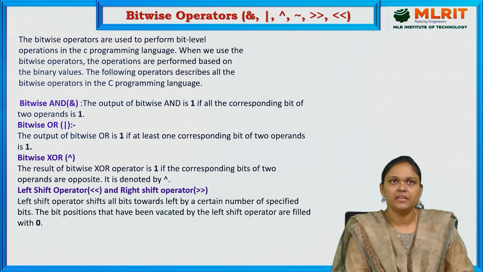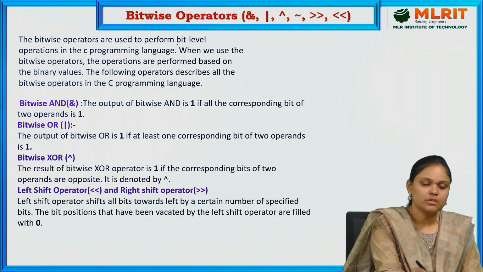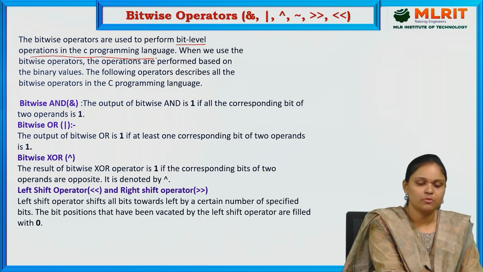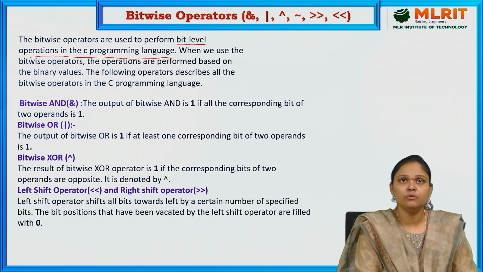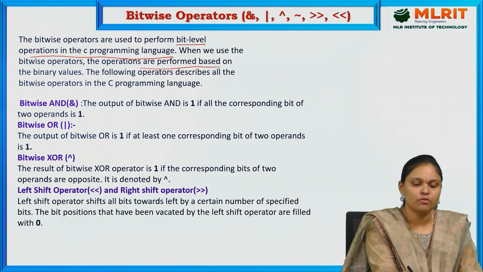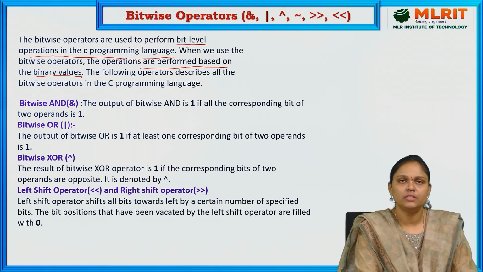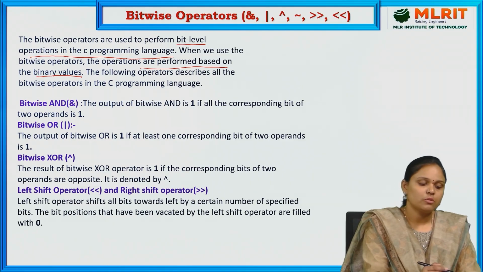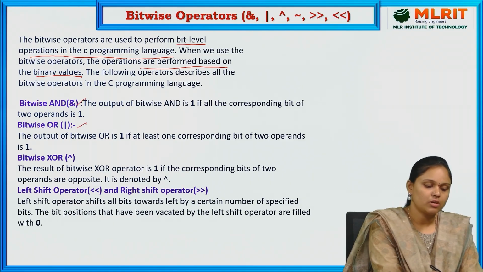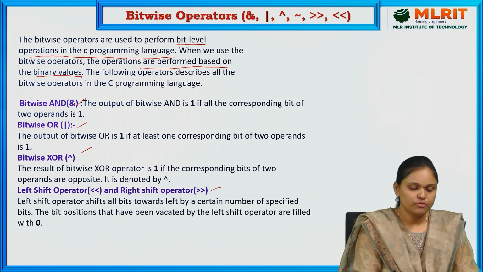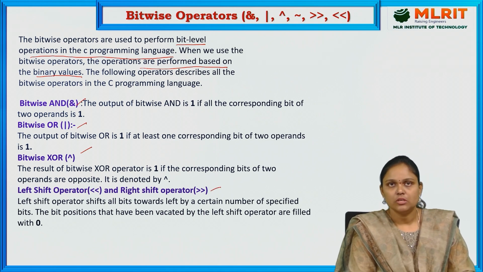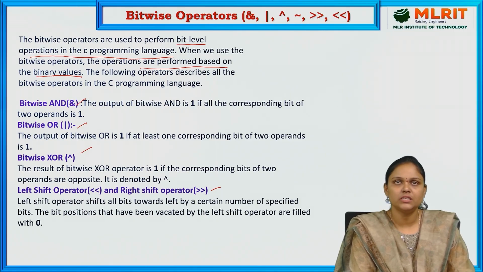Coming to the bitwise operators, they perform operations at the bit level in the C programming language. When we use bitwise operations, the operations are performed based on the binary values. The following operators describe the bitwise operators: bitwise AND, bitwise OR, bitwise XOR, the left shift operator, and the right shift operator. These perform only on the bit levels, and here the bit levels are 0 and 1.